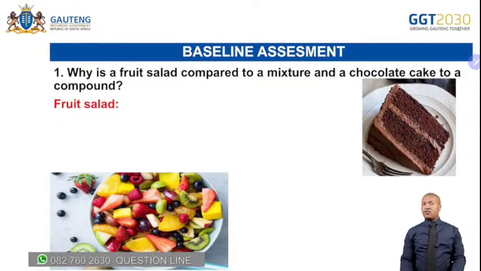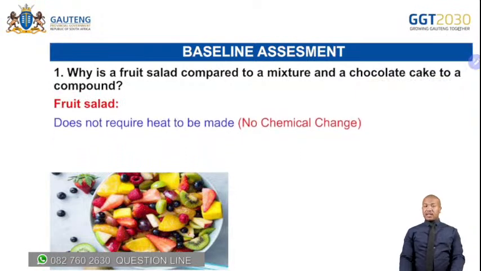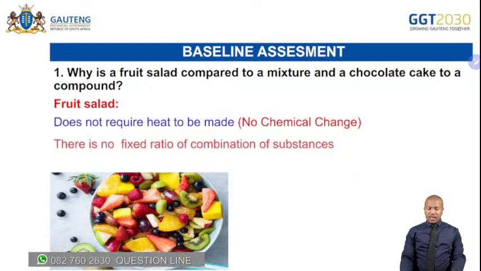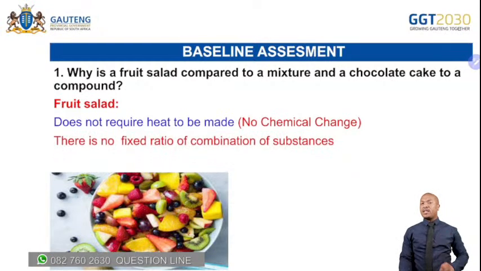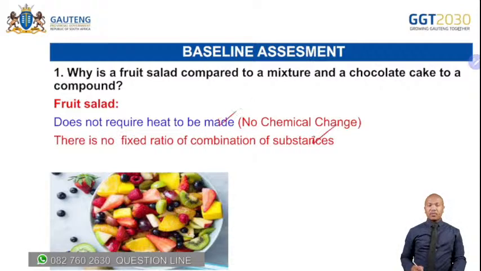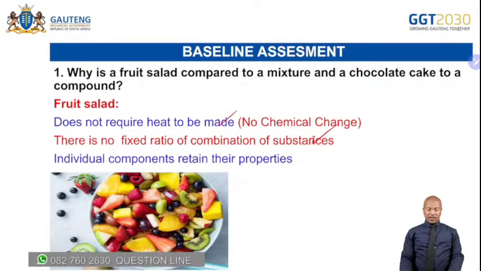So now the answer here for fruit salad. For fruit salad, it is because it does not require heat to be made. So there's no chemical change that is happening, right? It does not require any heat to be made. And also, there is no fixed ratio of the components of that fruit salad, right? As it says here, there is no fixed ratio of combination of substances, right? So don't forget to make yourself correct. And also, it is because the individual components retain their properties. The properties of the individual components do not change at all because there is no chemical reaction.